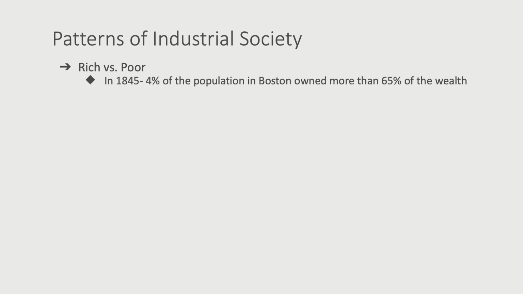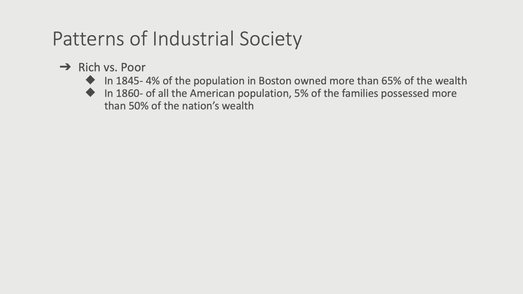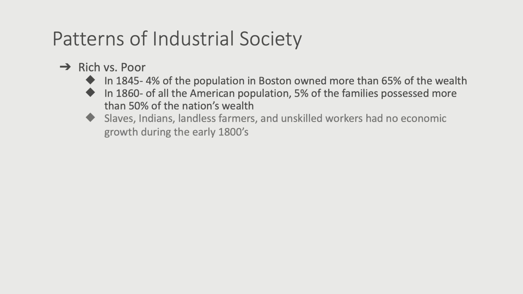So there is a pattern to the industrial society. The first is that it's rich versus poor. The owners of these factories are the top 5%. In 1845, 4% of Boston owned 65% of the wealth in Boston. And by 1860, of the entire American population, only 5% of families possessed more than 50% of the nation's wealth. So slaves, natives, landless farmers, and unskilled workers had no economic growth during the early 1800s.